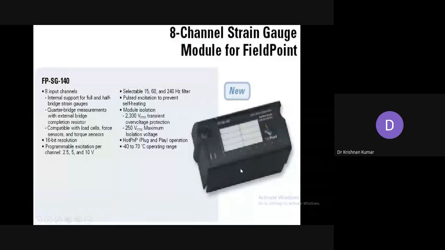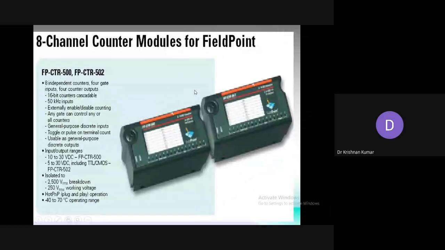Yeah, this is one of the input modules, the SG140, to measure resistance. Directly we can measure the resistance. Things that come under resistance are temperature, since the temperature resistor comes under resistance, and strain gauges. And also there is the wind vane, where we are measuring the resistance. This is called the CTR 500.